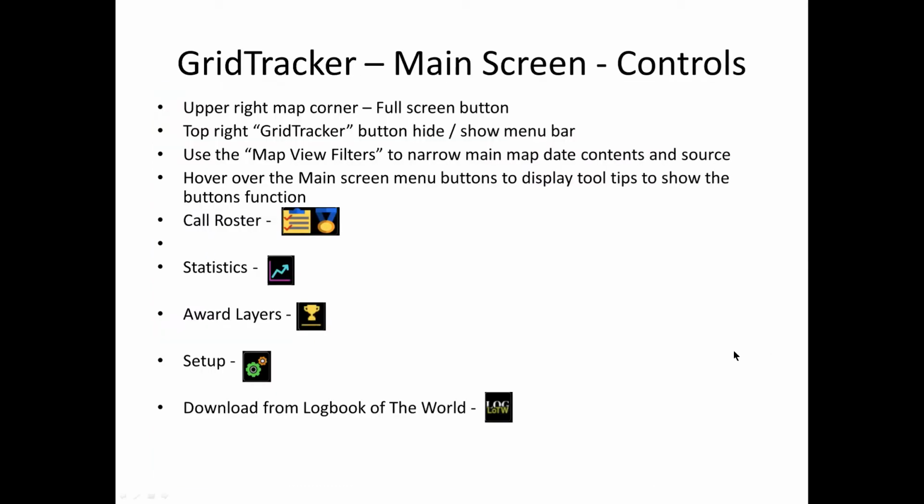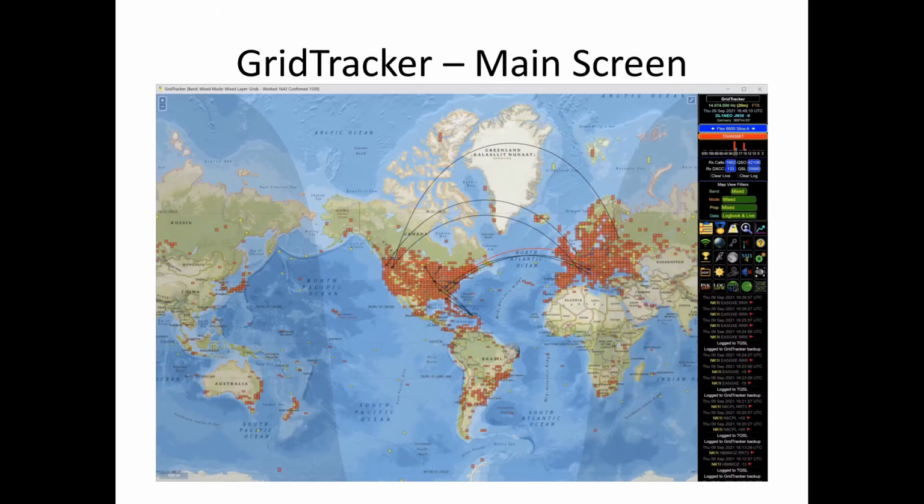Okay, GridTracker map view filters. If we go back here to filters, right now it says mixed bands, which means all bands. What you could do here is drop this down and say just 10 meters, and then you could see what grid squares you had worked just on 10 meters.